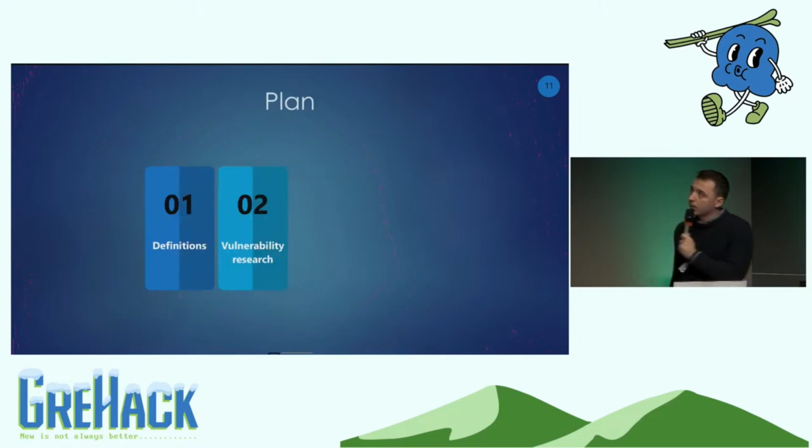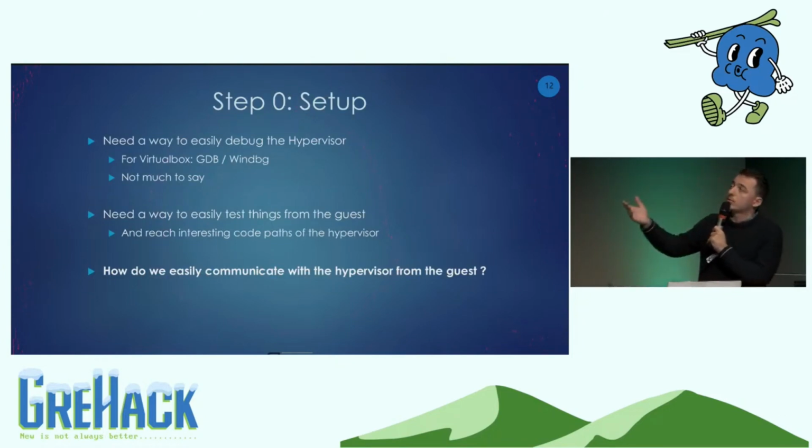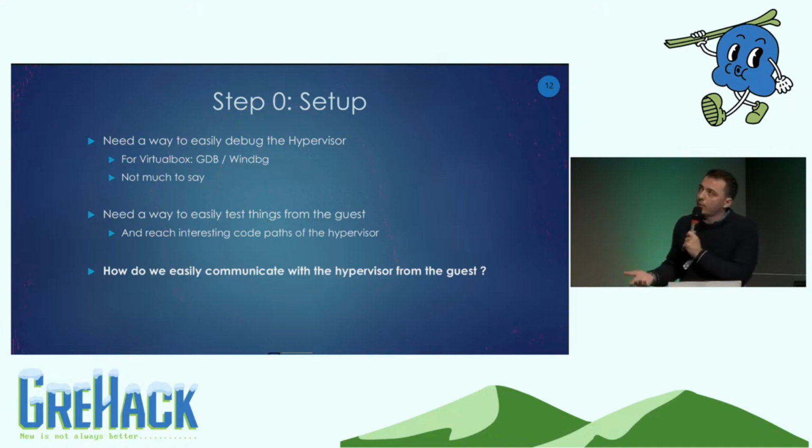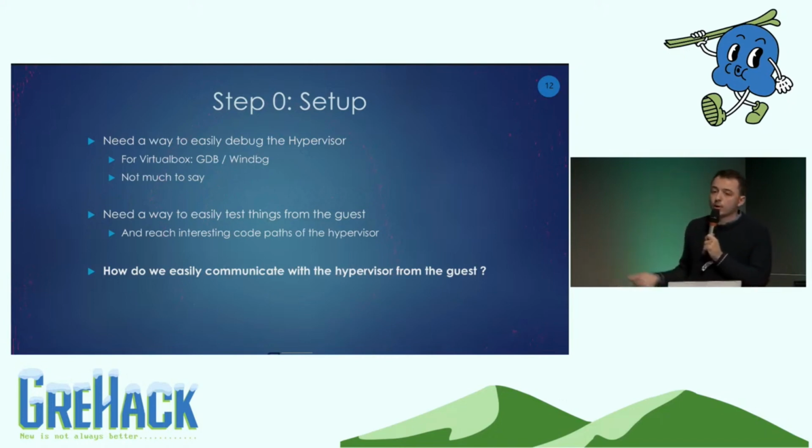So yeah, let's start with the vulnerability research. For me, the first step in vulnerability research is to have a setup. You need to be able to debug everything, and it might seem complicated for a hypervisor, but actually it's not. In VirtualBox, most of the code is in a userland process, so you can just debug it with GDB or WinDbg. You can even compile it yourself, so you can add things if you want. So there's not much to say on this part.